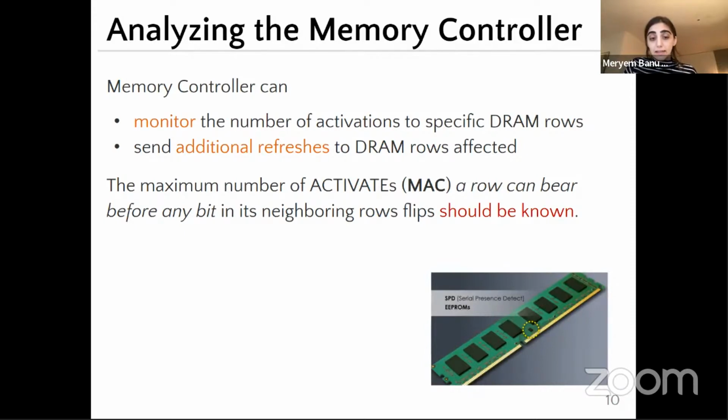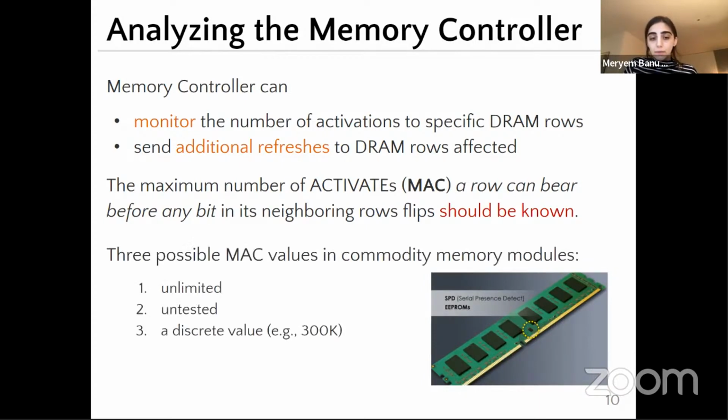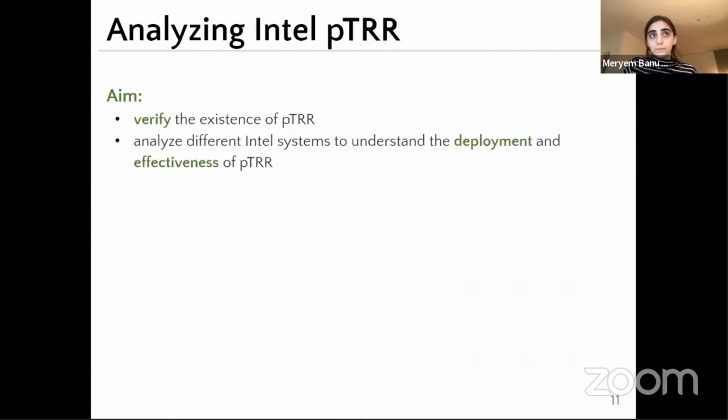MacValue is written inside the SPD of the DRAM module, as shown in the figure. Currently, we may have three different such MacValues in the memory modules. The first one is unlimited, meaning that this memory module is RowHammer free. The second one is untested, and the last one is a discrete value to describe the actual number of activations the DRAM module can bear.